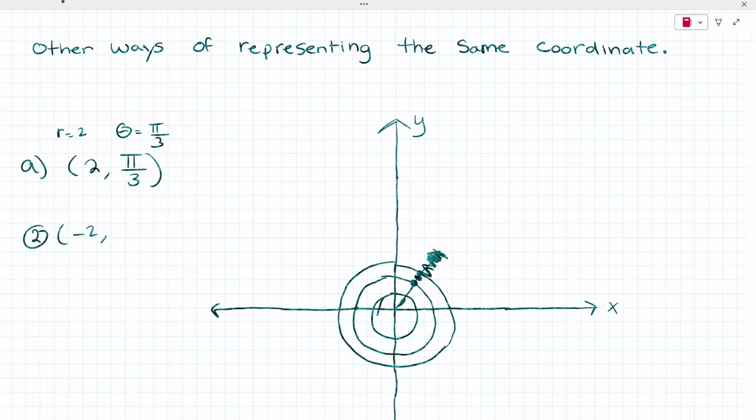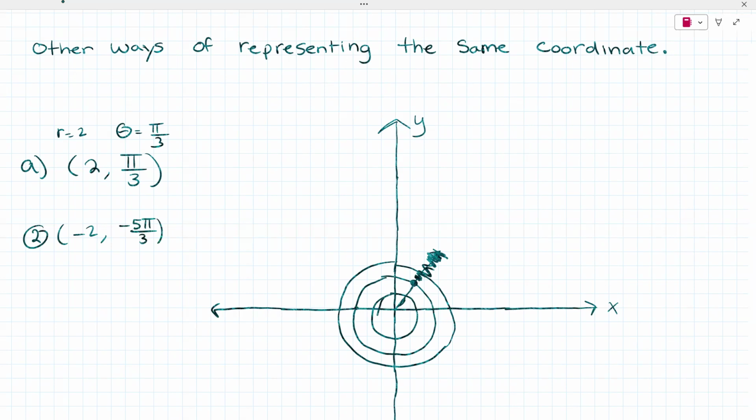Well, I can use a positive theta and a negative theta, and I'm not going to use pi over 3. Instead, maybe I could do positive 4 pi over 3. So remember, if you're going positive, you're going counterclockwise. Actually, I can use a negative. Let's use a negative, so maybe I could use -5 pi over 3.